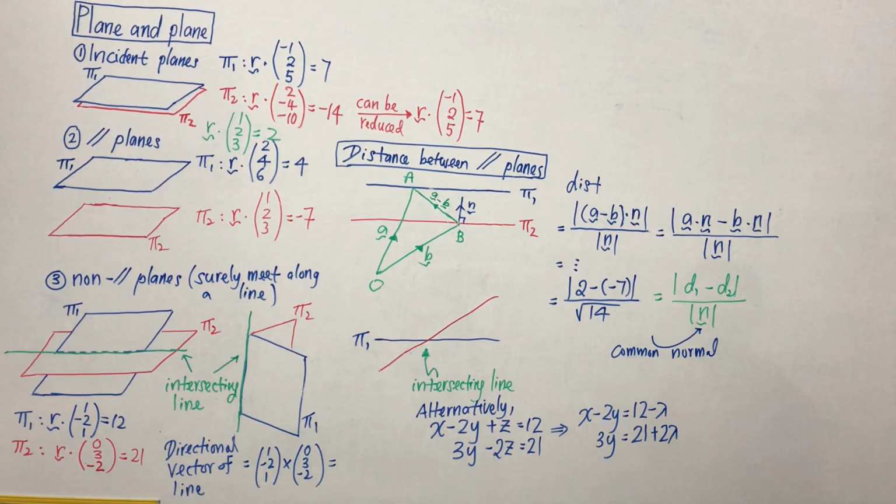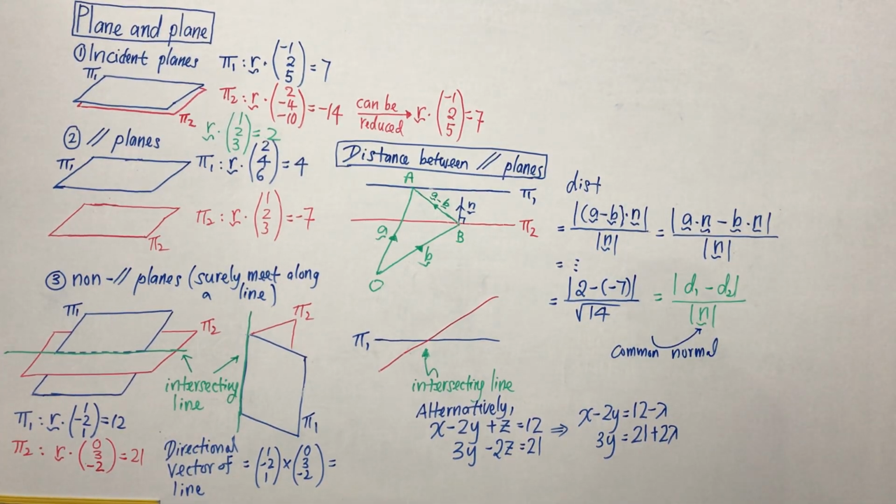And thirdly, we now want to look at the case where the two planes are non-parallel. When two planes are non-parallel, like this diagram, then these two planes will surely meet along a line.